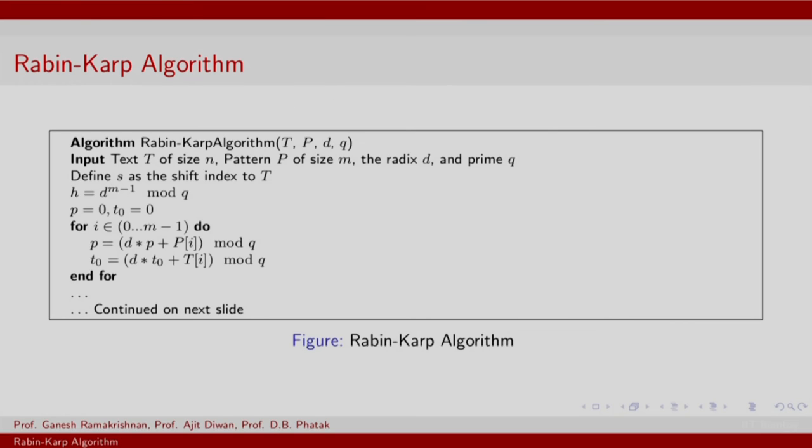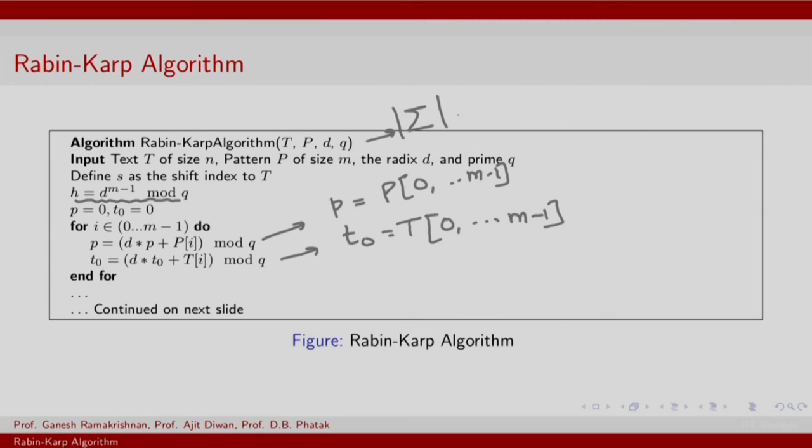So this pre-computation involves computing p mod q and t0 mod q, and t0, you might recall, corresponds to the string starting at position 0 and ending at position m minus 1 in t. So to begin with, we compute t0 and p. And as already motivated, we pre-compute d raised to m minus 1 mod q. We have made an assumption here that the text t consists of a vocabulary sigma which is of size d. So we are able to create a one-to-one mapping from every character in sigma to one of the digits 0 to d minus 1.